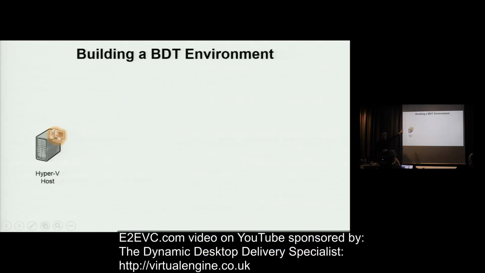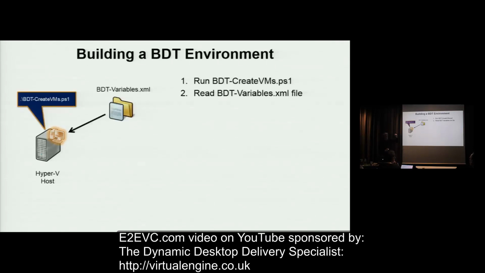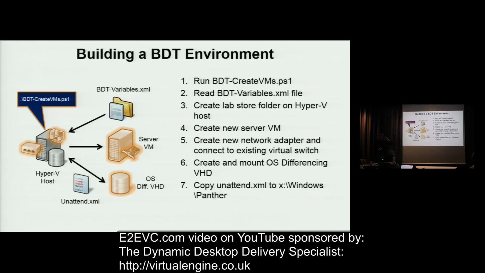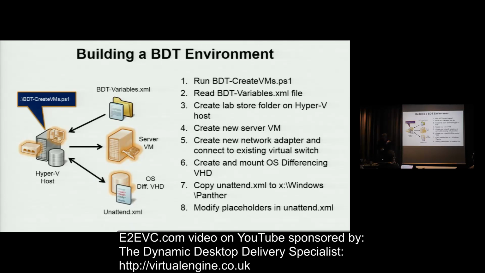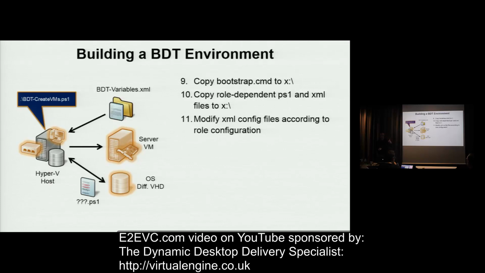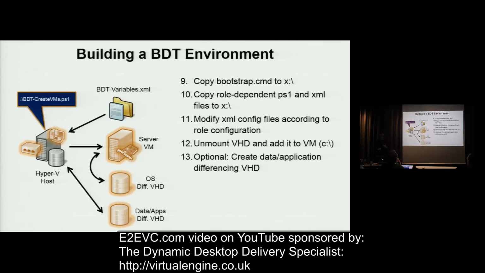Just to go through what I've done: I run the PowerShell script. It reads the variables. It creates a lab store. It creates a new VM. Creates a new network adapter. It creates and mounts the differentiating disks. It copies the XML. It modifies the placeholder. Copies the bootstrap. It copies the role dependent stuff into this disk. Modifies the XML configs. Unmounts the VHD from my local machine and adds it to the VM.